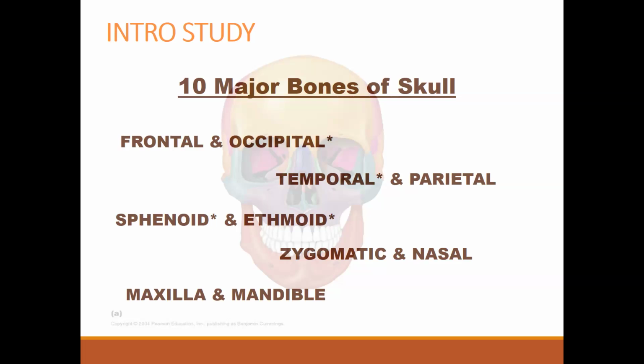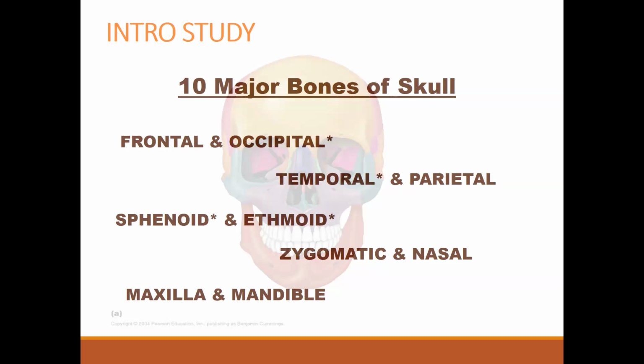So right above the ear hole, that's your temporal bone. The flat part of your skull is temporal. And then parietal is up here. The crown of your head is parietal on both sides. So temporal, parietal, frontal, occipital. Frontal, occipital, temporal, parietal. Right?